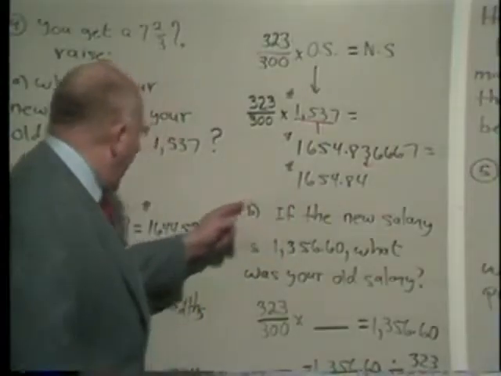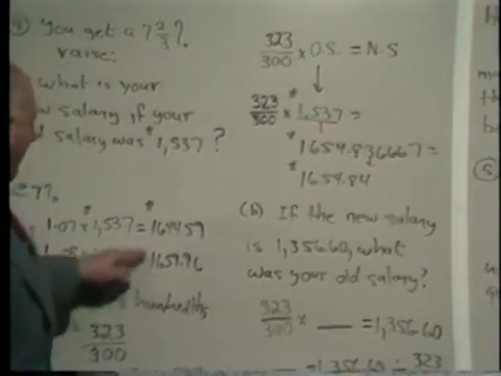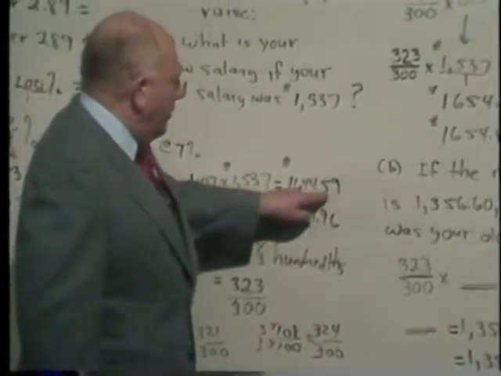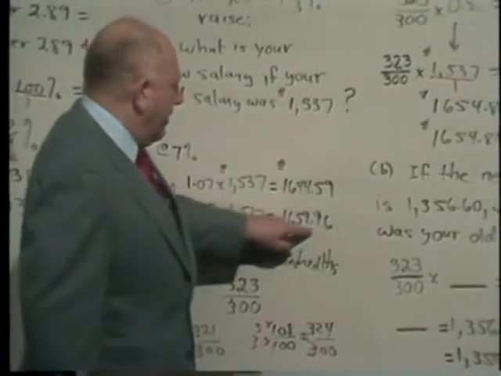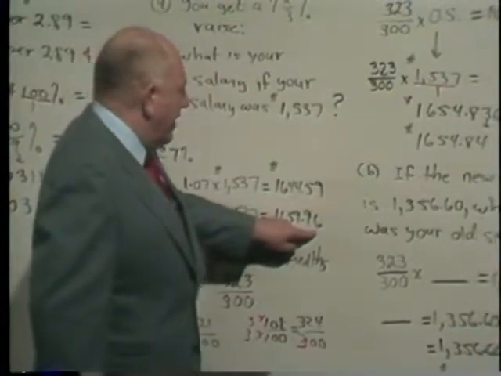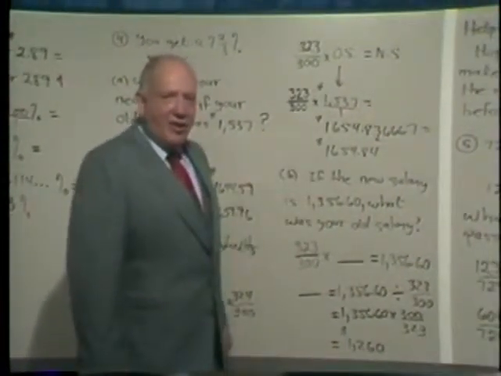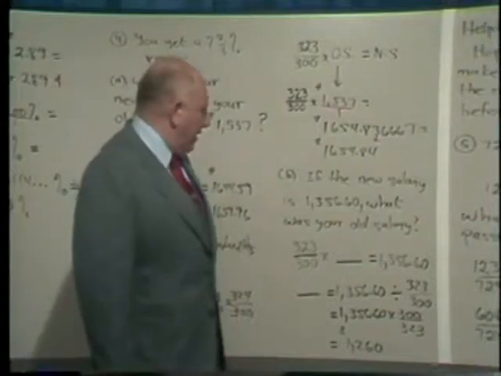Can we take a look at that? In other words, we said before we started the problem that the answer had to be between $1,644.59 and $1,659.96. And notice that at least the answer that we got is in that range, and that shows us that basically we're doing things okay.